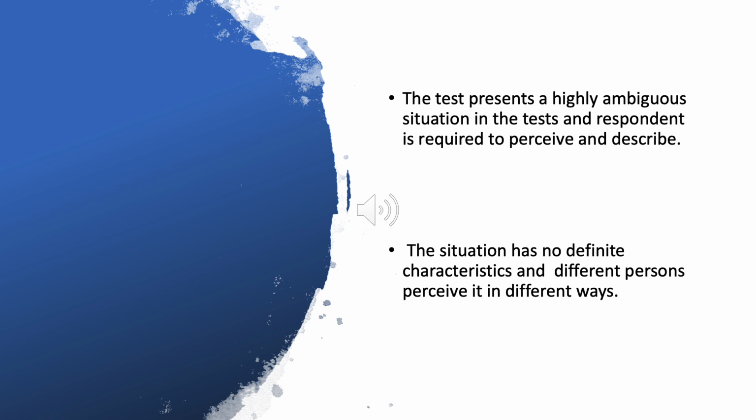The test presents a highly unclear situation, and the respondent is required to perceive and describe that situation. So whatever the person is perceiving and writing about that situation, he's actually creating a story, which is nothing but the character that he himself is coming out with in the process. So the situation has no definite characteristics, and different persons perceive that situation in different ways.